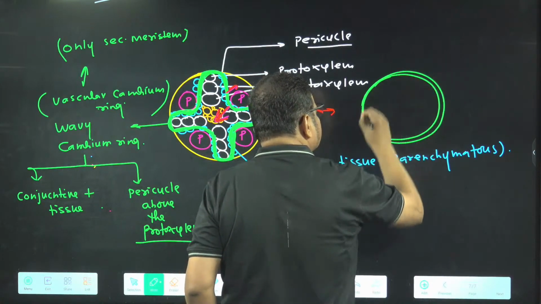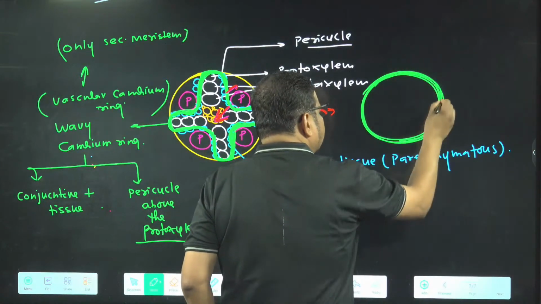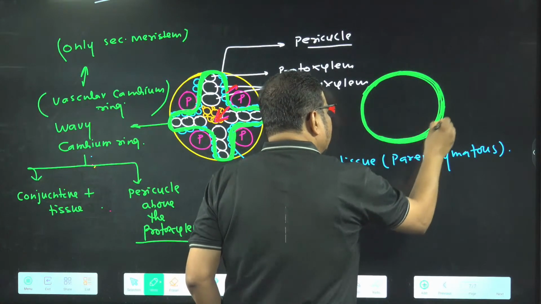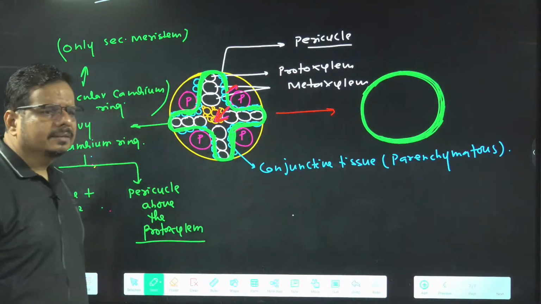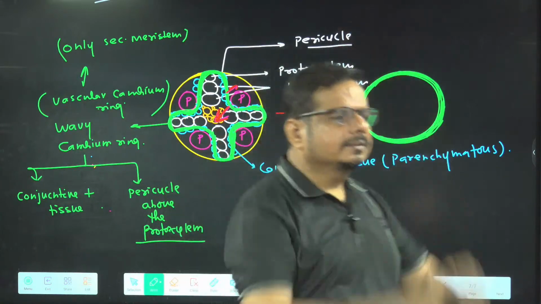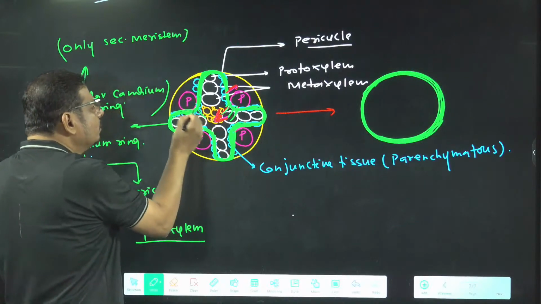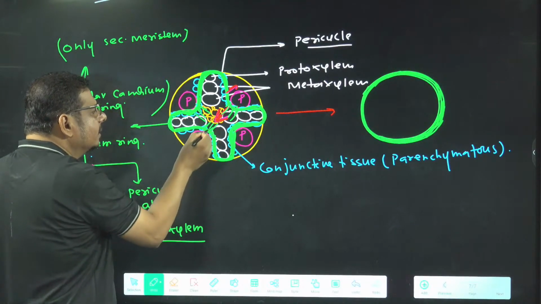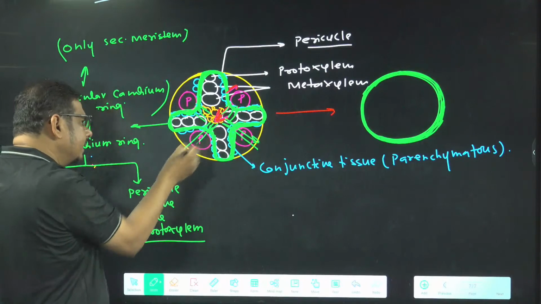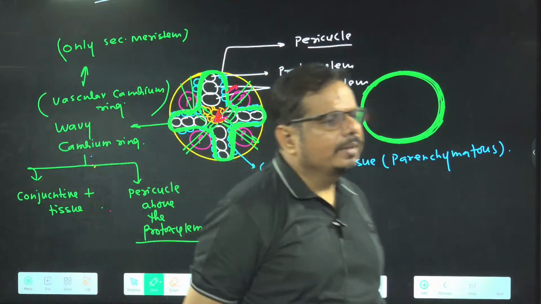It becomes circular. Getting the idea? Who becomes circular? The cambium ring becomes circular. How does it become circular? Use your brain, apply your physics. Where is more activity? Inside. Pressure will be exerted toward outside. So the wavy region is going to be pushed, and it will expand this side, and it becomes circular. Are you getting the idea?